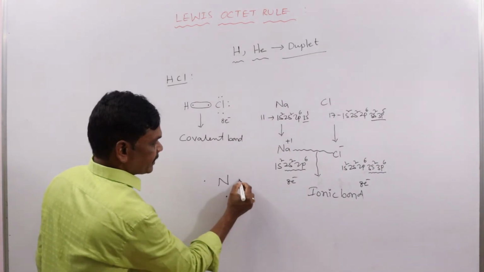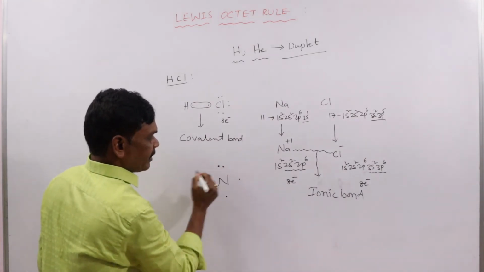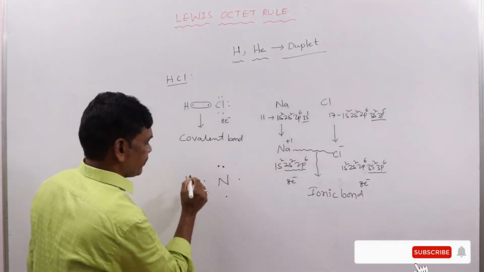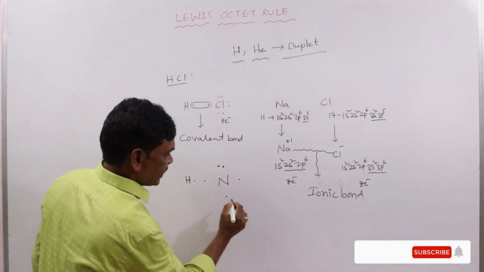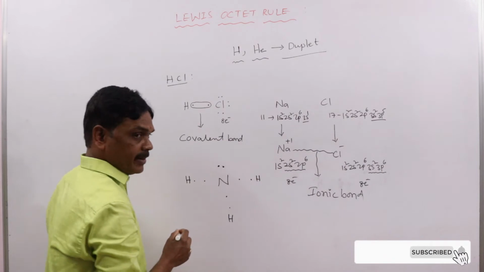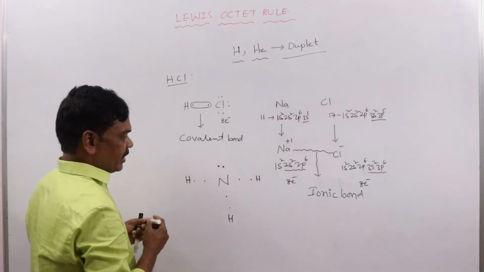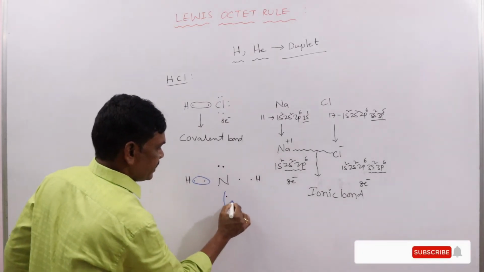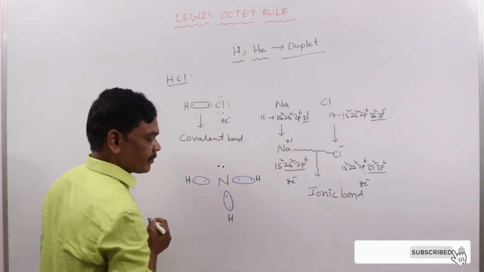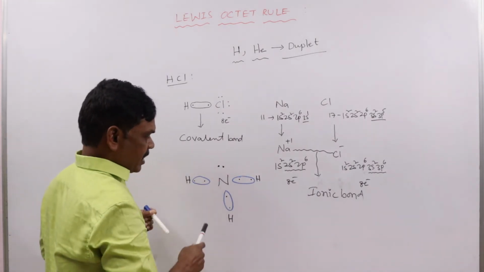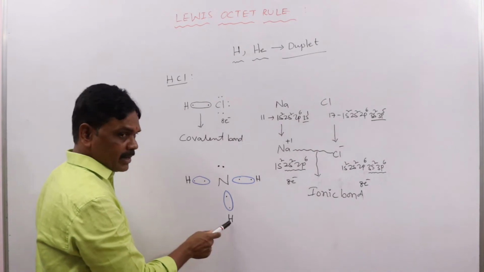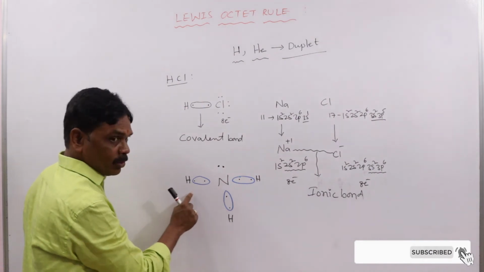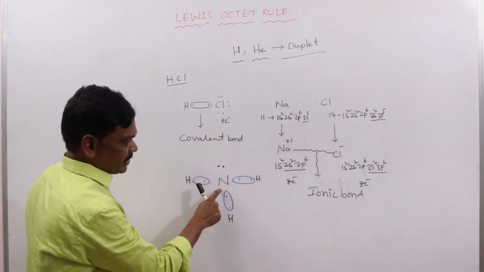For example, in the formation of the ammonia molecule, nitrogen belongs to the 5th group, having 5 electrons, and 1, 2, 3 are lone pair of electrons. Next hydrogen: hydrogen first electron, hydrogen second electron, and hydrogen third electron. Between nitrogen and hydrogen a bond is formed. As already said, hydrogen and helium are exceptions from octet, and we use duplet. Yes, duplet completed. Now you see nitrogen.